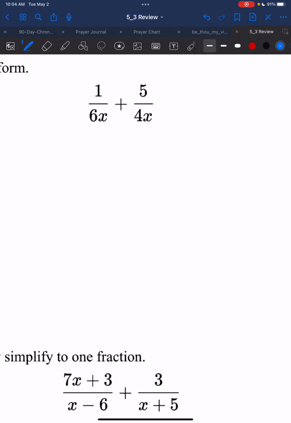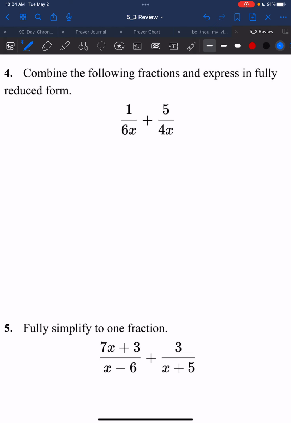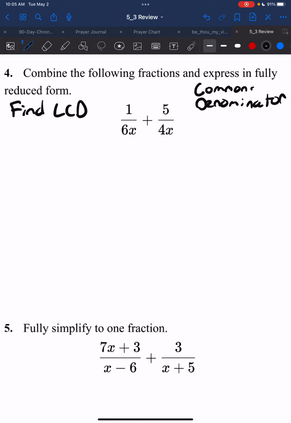So now, for the next one, we're working with combining fractions, so we're adding fractions, but we always need to get to a common denominator, right? 6x and 4x aren't common, so we need to find our LCD, or least common denominator. So when I'm looking at this, what I'm looking for is, what's the smallest thing that they have in common, okay? I know I'm going to need an x. And then 6 and 4. What's the smallest number that 6 and 4 have in common, okay?